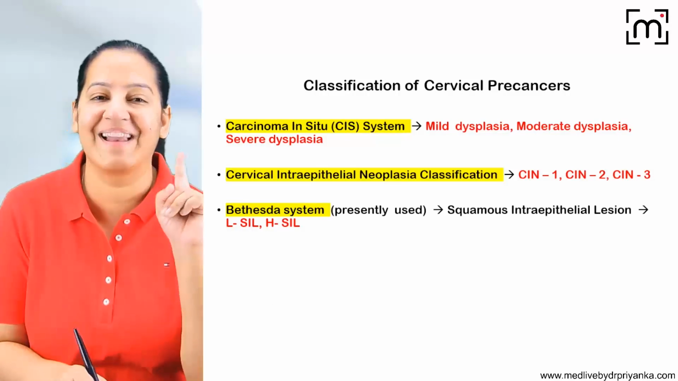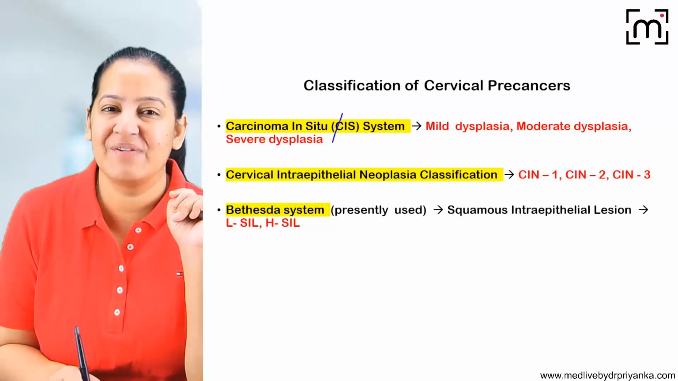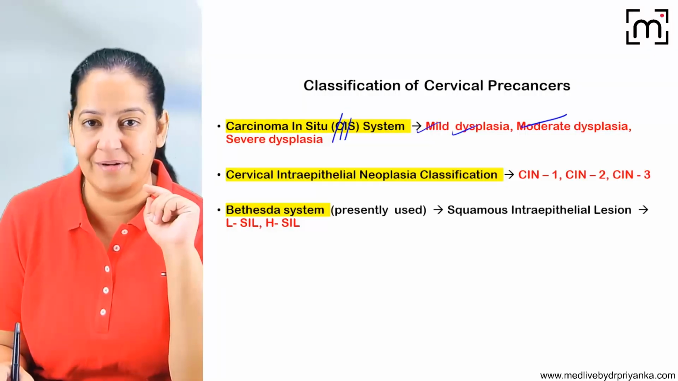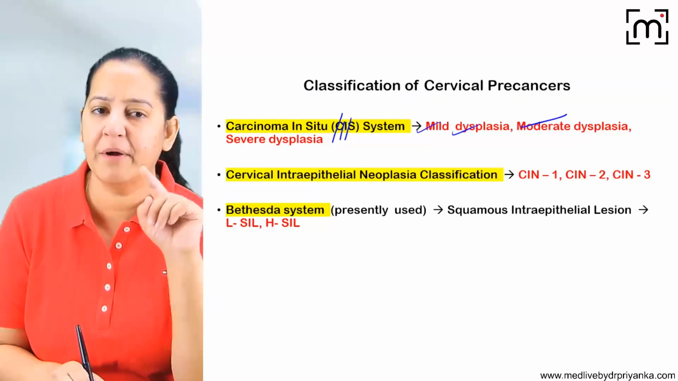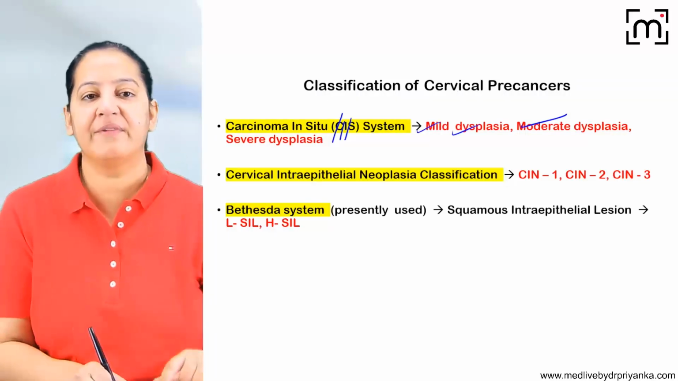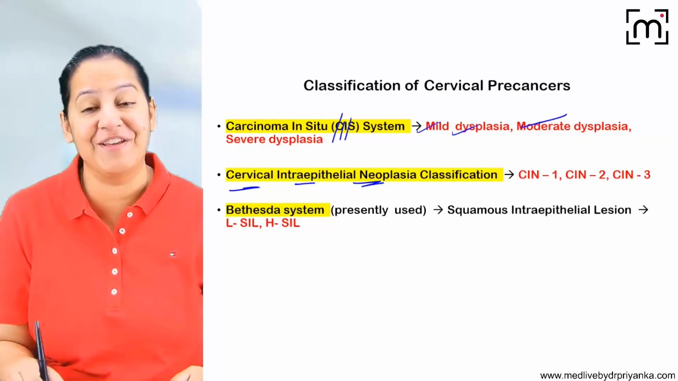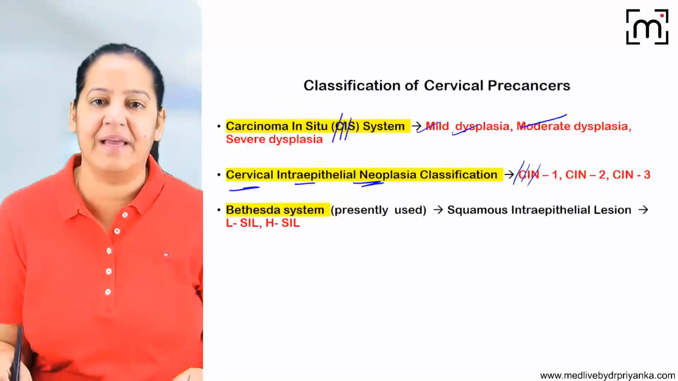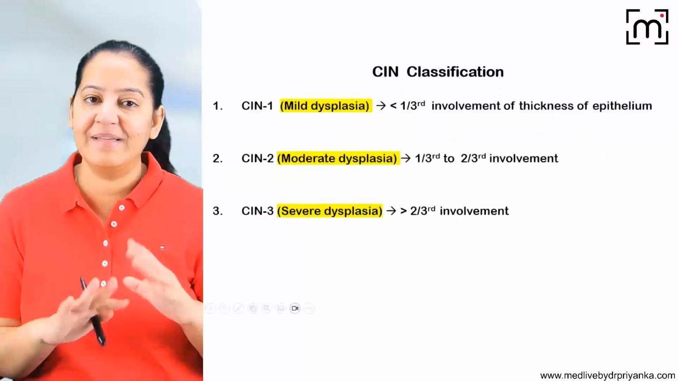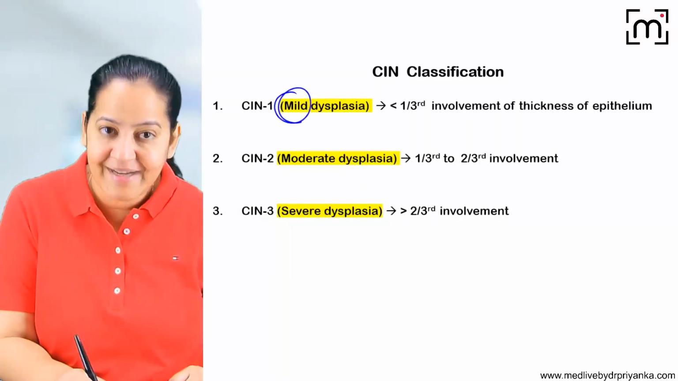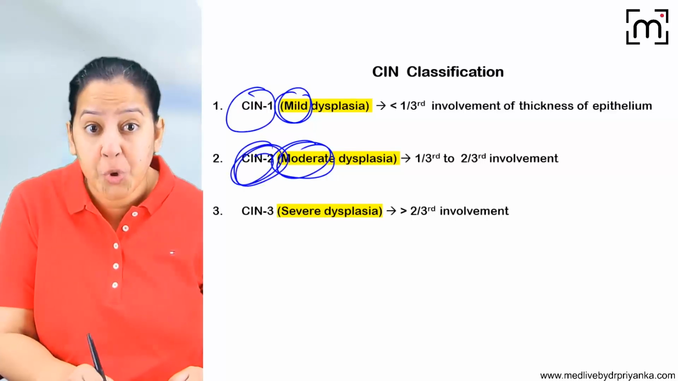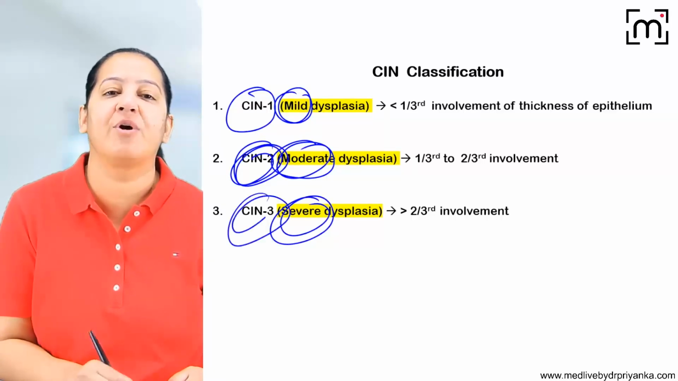So we have seen one classification. So the first classification was carcinoma in situ. We have done that. We divided them into 3 categories: mild, moderate, severe dysplasia. Now coming to the second classification. The second classification is cervical intraepithelial neoplasia, that is CIN. It's one and the same thing, like dysplasia only. So we replace the terminologies. Here instead of mild dysplasia, we call CIN1. Here instead of moderate dysplasia, we call CIN2. And instead of severe dysplasia, we call CIN3.